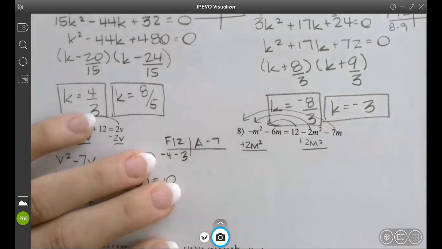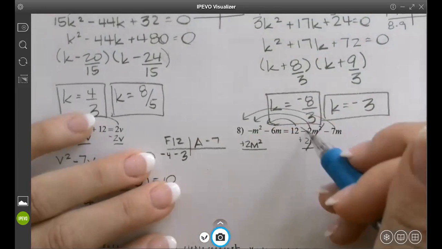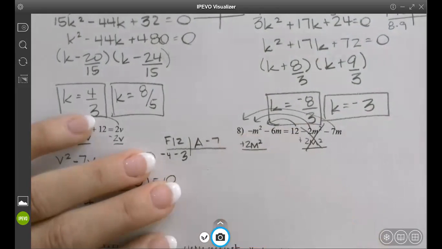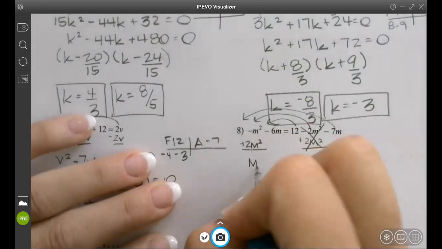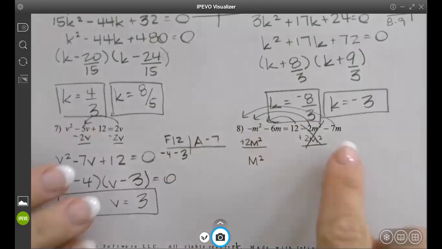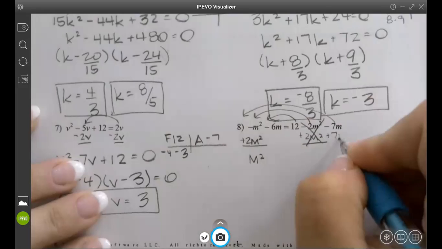And I'm going to add it to like terms. So this one will cancel out. We don't have this on that side anymore. Negative 1 plus 2 is 1M squared. Everybody okay so far with that? All right. I also need to move this negative 7M. The way that I'm going to move it is to add 7M.